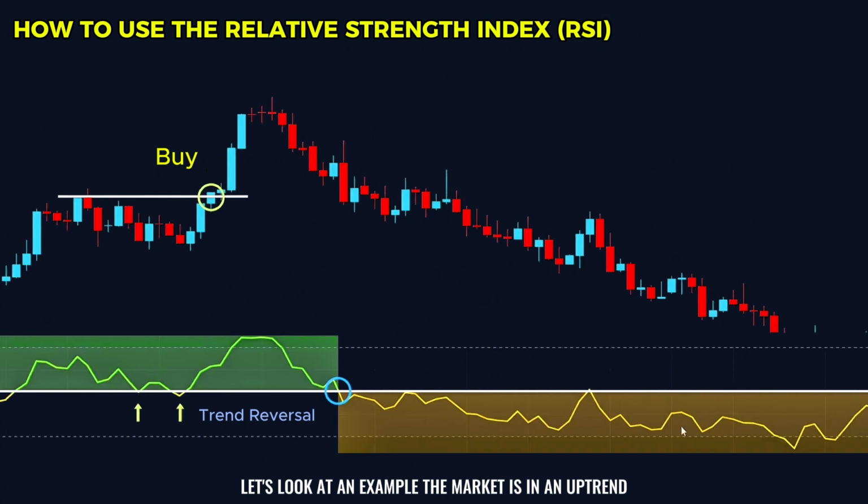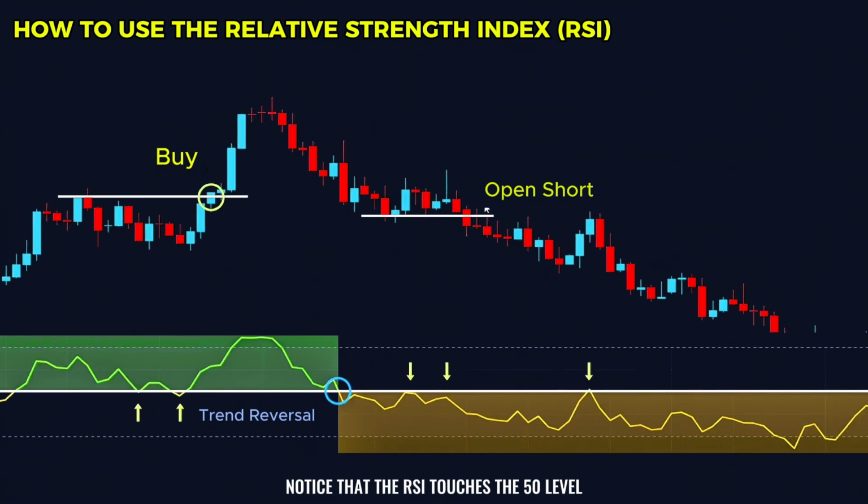Let's look at an example. The market is in an uptrend. As the price continues moving higher, the RSI stays above the 50 level. Eventually, the price begins to pull back. At the same time, the RSI also pulls back toward 50. Notice that the RSI touches the 50 level but never closes below it. This tells us that the market is still strong.